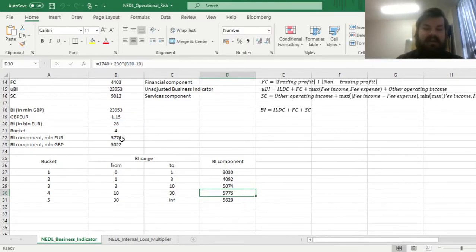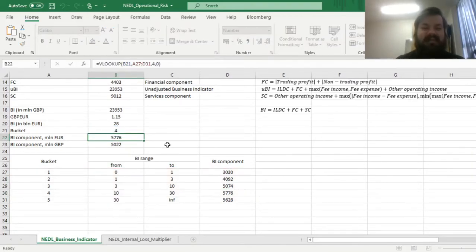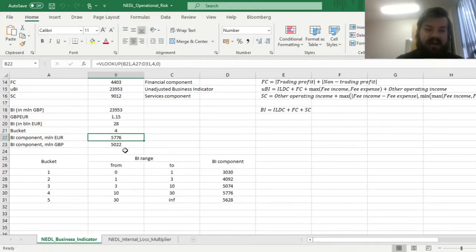And here it is, so we can just use the VLOOKUP to check which bucket we fall into and retrieve the business indicator component from this particular bucket. And then we convert it back to pounds to make sure that we stay in the reporting currency of our bank. So again, this double conversion from pounds to euros and then from euros back to pounds is just what you have to do, simply because Basel reports its thresholds in euros. There is no way around it.